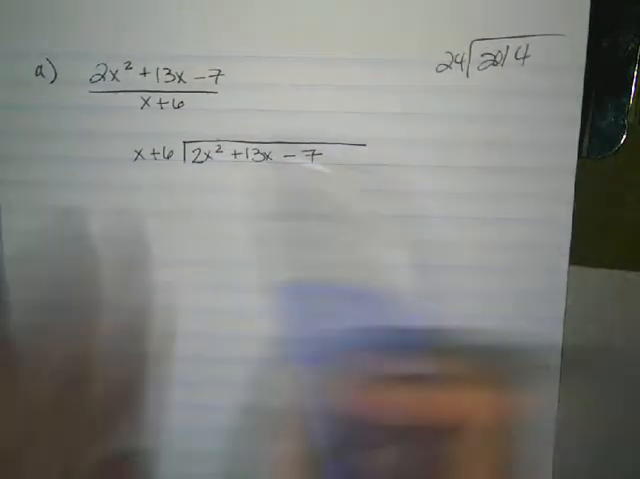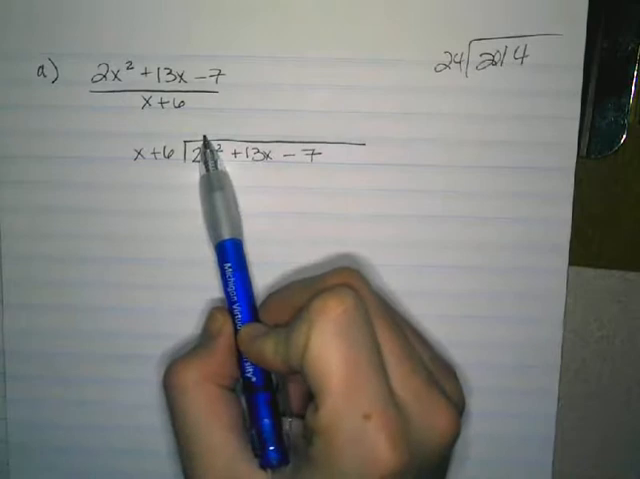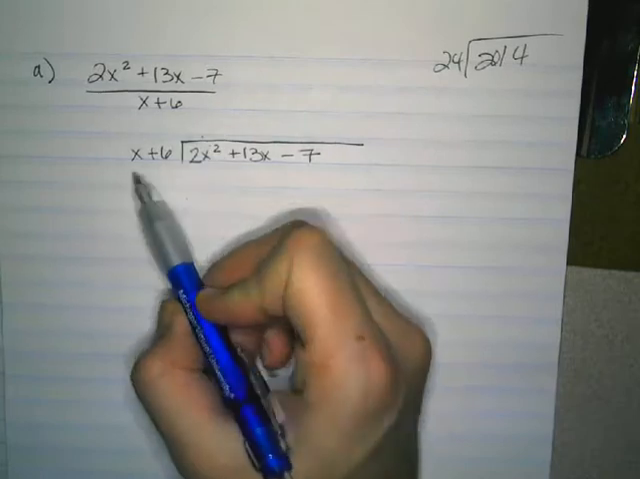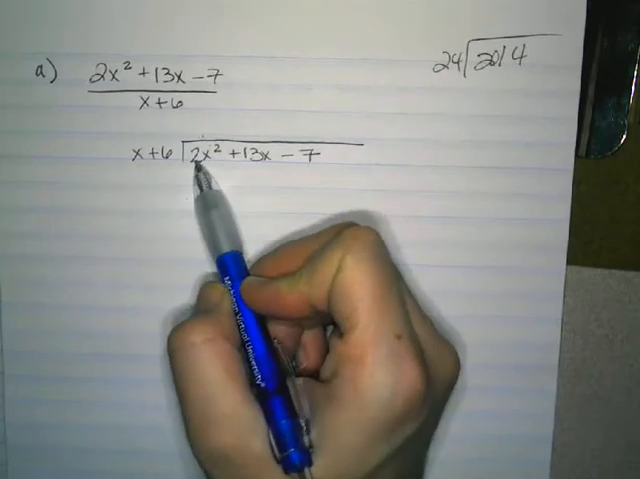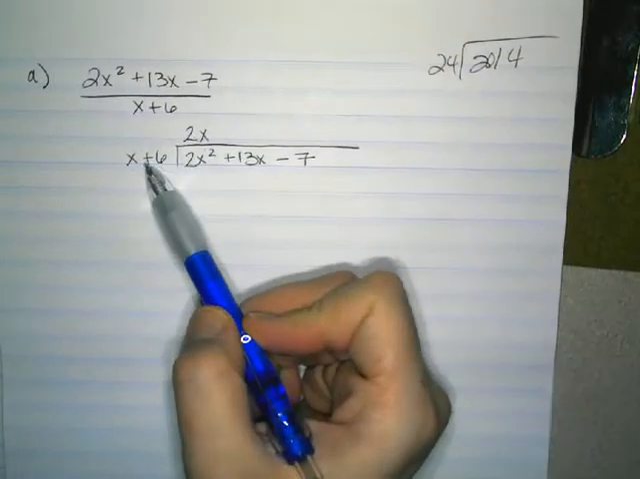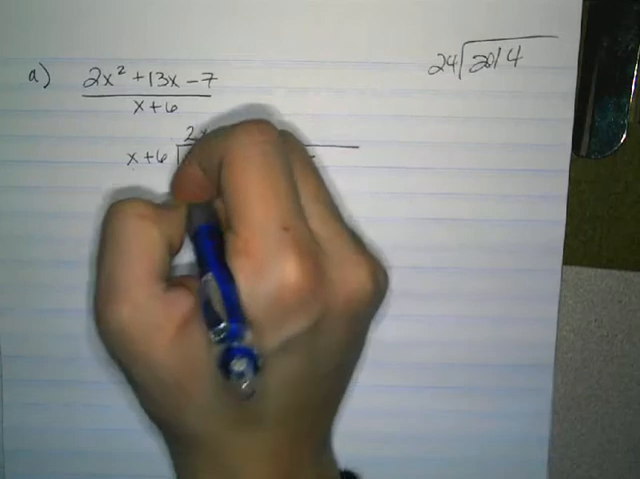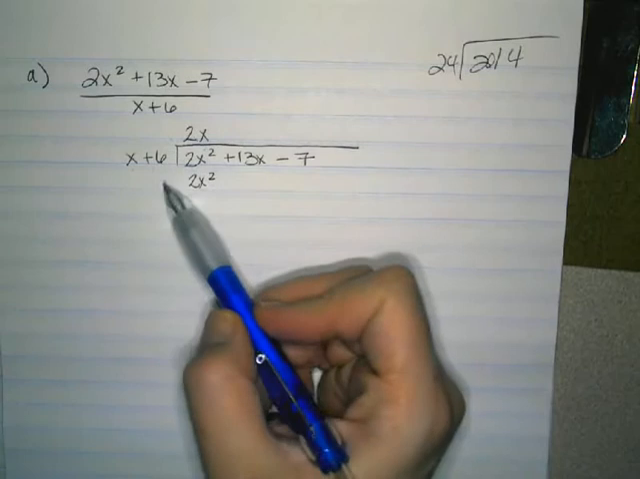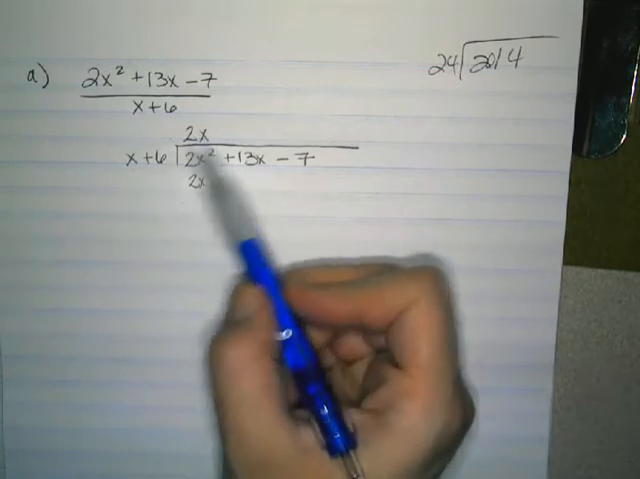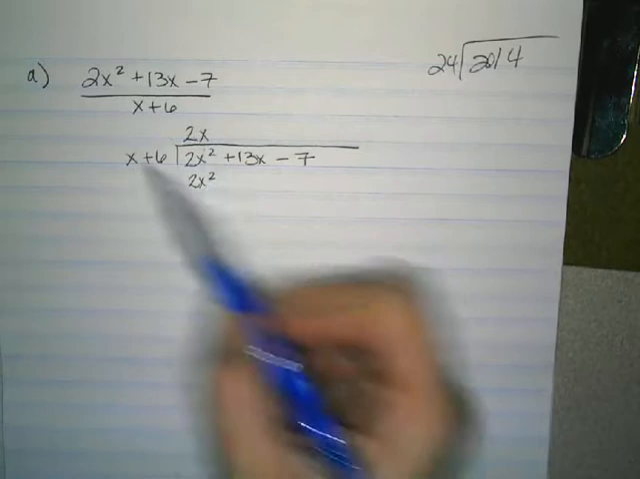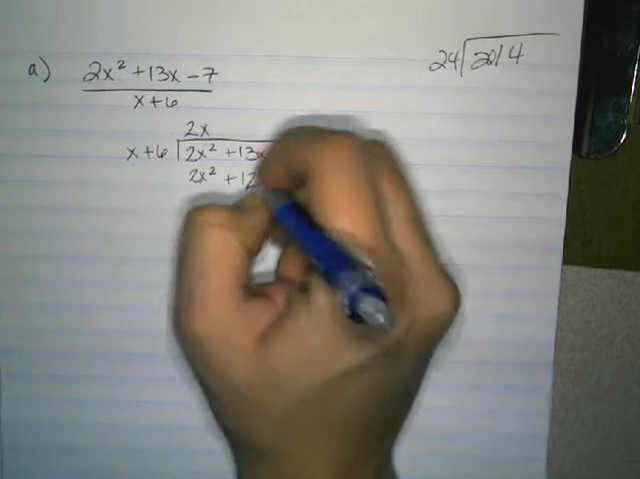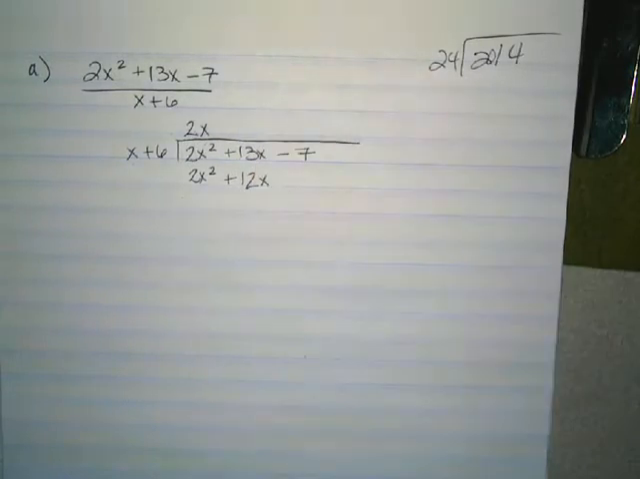So I always start by putting my pencil in the first spot here, and I ask myself the question, what times x gives me 2x squared? Well, the answer to that would be 2x. So 2x times x gives me 2x squared. The 2x squared goes down there. But you can't forget about this 6. The 6 also has to be divided into it. So 2x times 6 gives you 12x. And it should line up nicely there.